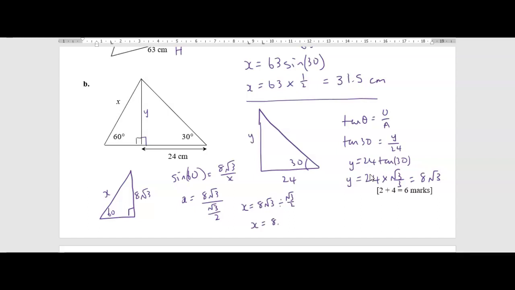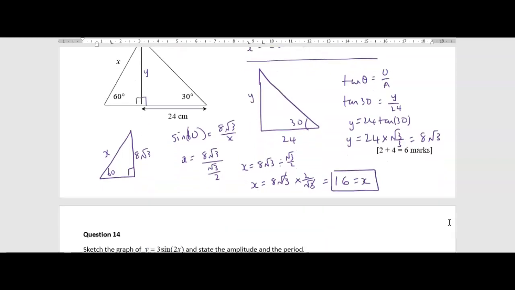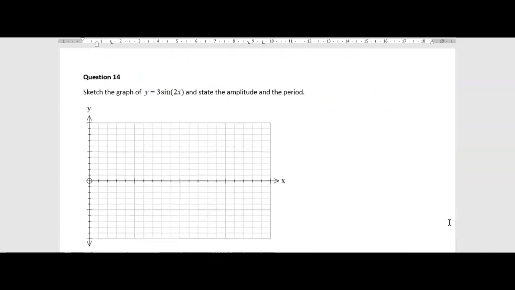Okay, so when you're dividing by a fraction, you keep your first number, multiply, and then flip. So when we do that, the root 3's are actually cancelling out, and then we're left with 8 times 2 gives us 16, which is kind of nice, isn't it? Okay, so there's our final answer. Little working out. It's worth 4 marks, girls. In your exams, there's not going to be so many marks allocated to a question.